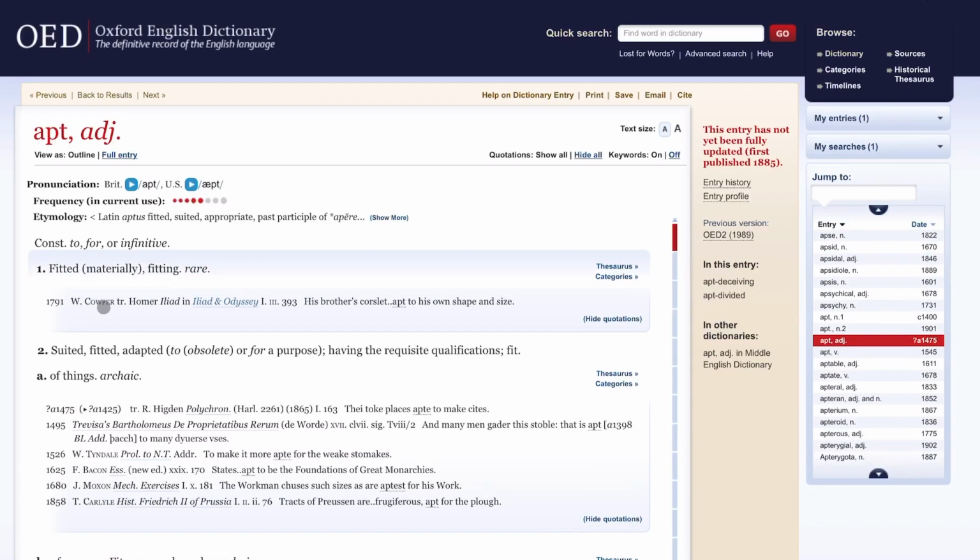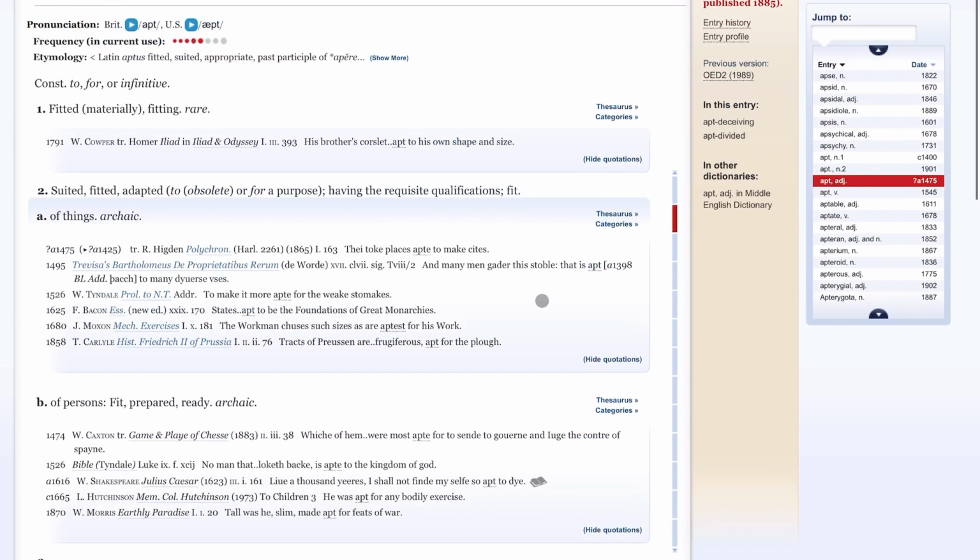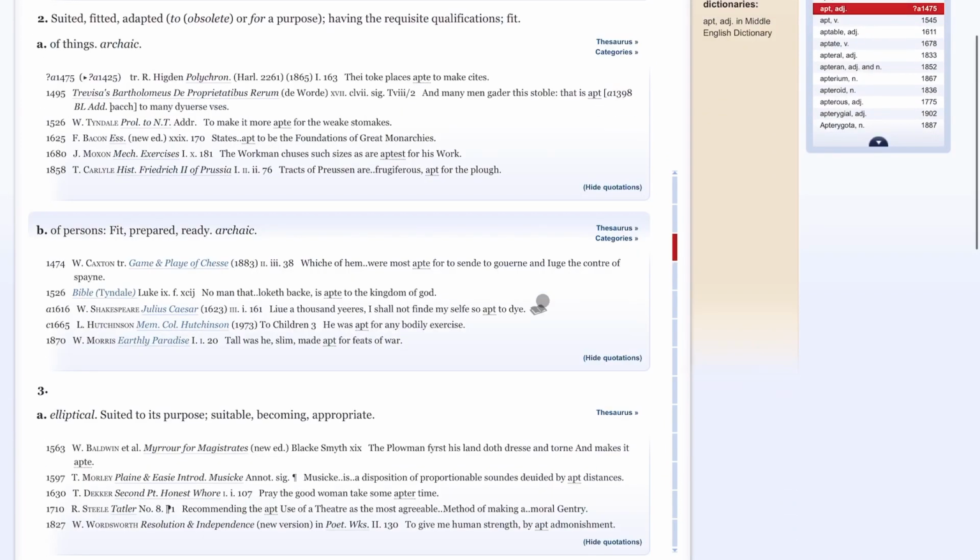Actually, it was William Cowper, of all people, who was a friend of John Newton, translating Homer's Iliad, his brother's corslet apt to his own shape and size. Well, we're not talking about physical things, so in "apt to teach," we can safely skip that one. But the second sense, this looks right. Suited, fitted, adapted to or for a purpose, having the requisite qualifications. Fit. Oh, that is just perfect. "That the servant of the Lord must be apt to teach": suited, fitted, adapted, having the requisite qualifications.